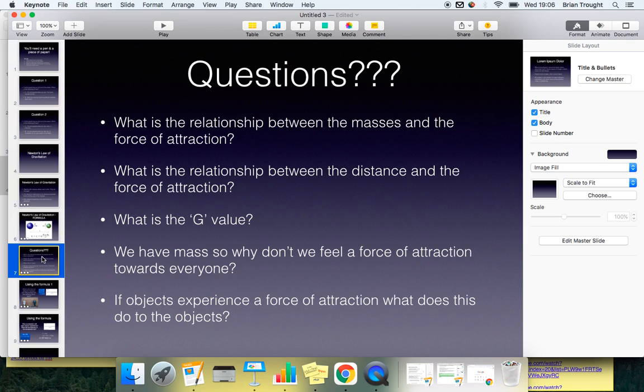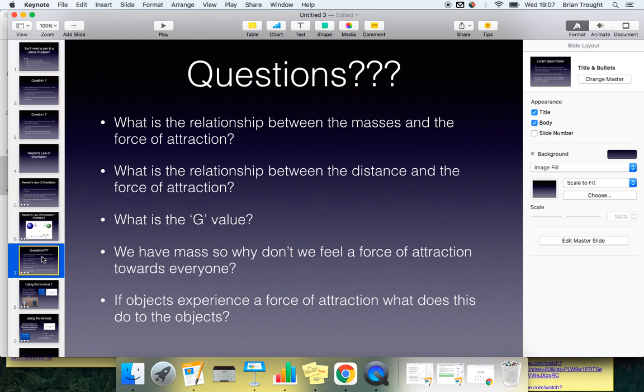So, pause the video and answer these. What's the relationship between the masses and the force of attraction? What's the relationship between the distance and the force of attraction? Both of those for Newton's law of gravitation. What is the G value? And then also, 2 final questions that I'm interested in. Why do you think we don't feel a force of attraction towards everyone? Or do we feel a force of attraction towards people? And then, if that's the case, why don't we experience it?